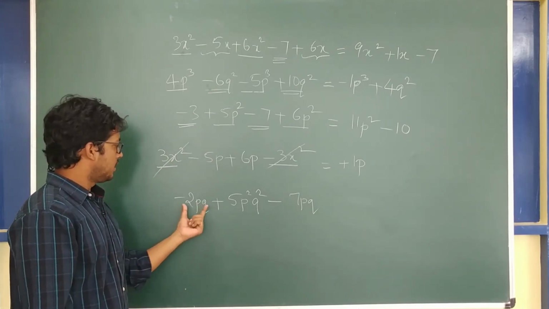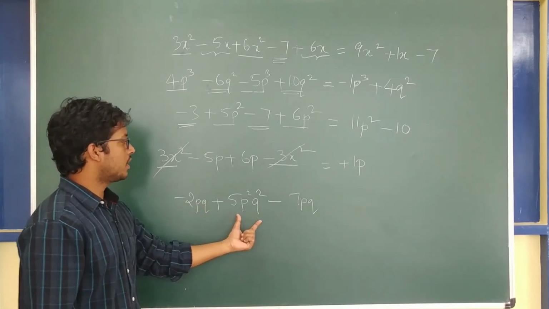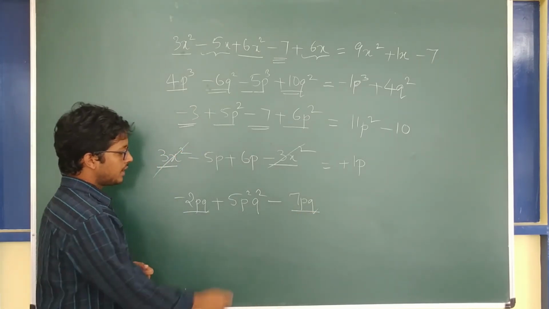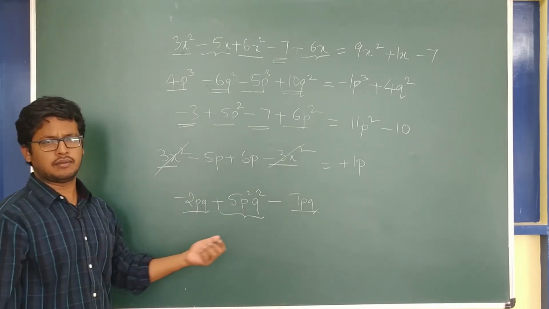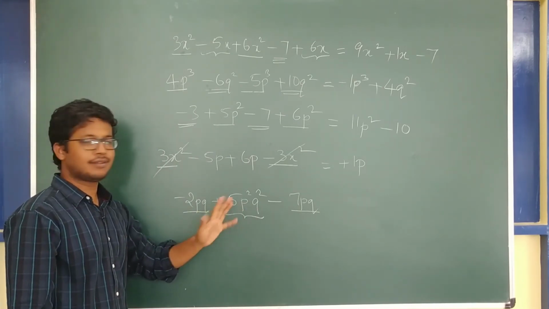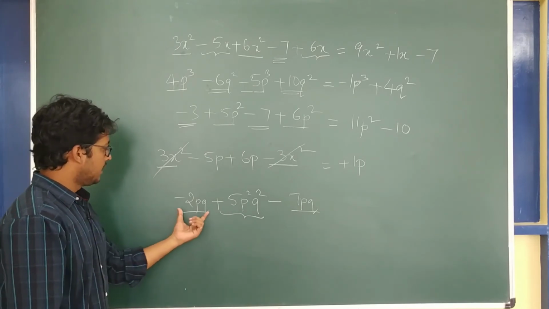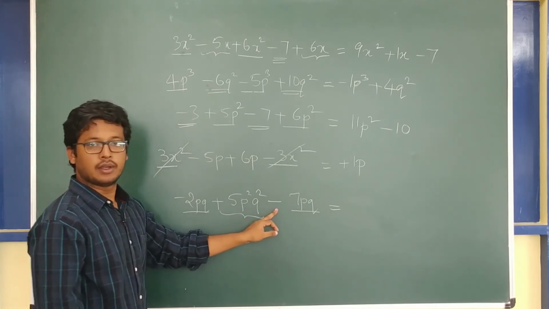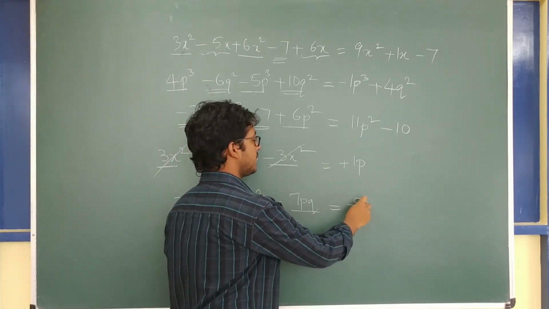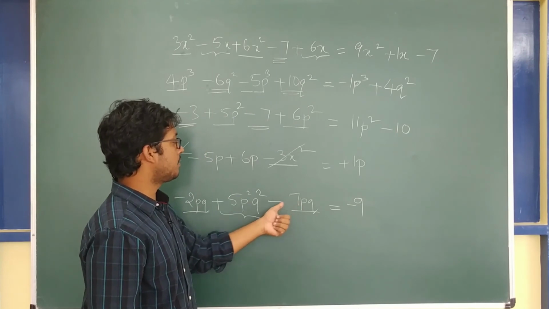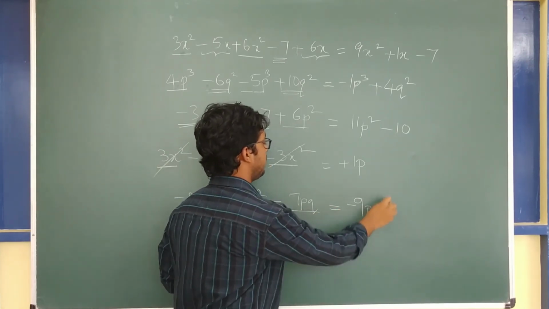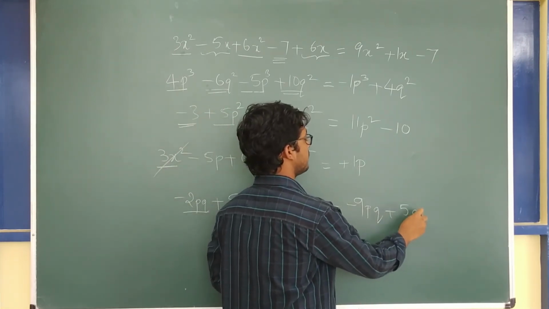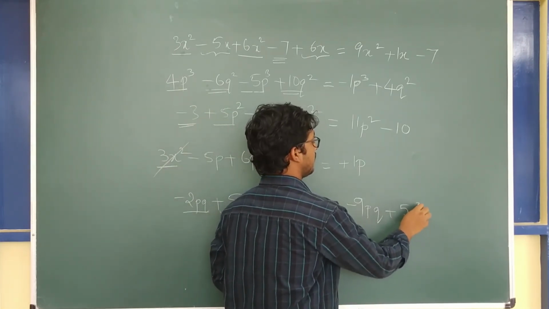Let's check this one. Minus 2pq, 5p square q square, minus 7pq. Again, this is one set of like terms, and this is one term which does not have any other like term, so that remains as it is. So minus 2pq minus 7pq, same sign, you add them, so it becomes minus 9pq, and the term without any like term you keep as it is. So it is plus 5p square q square.